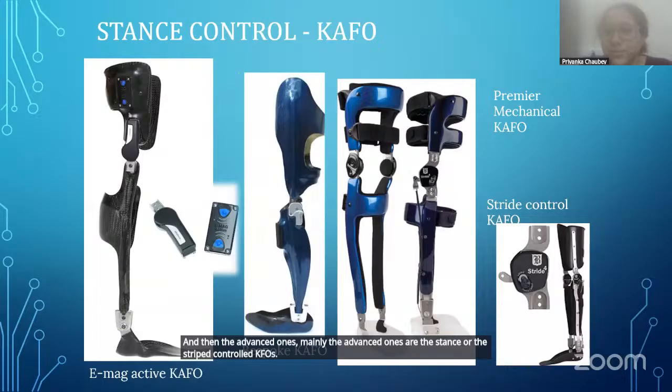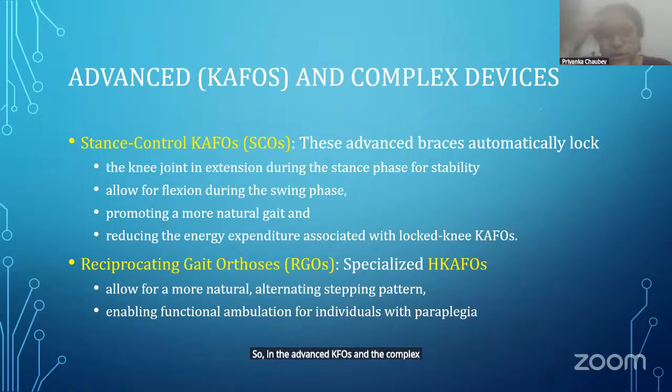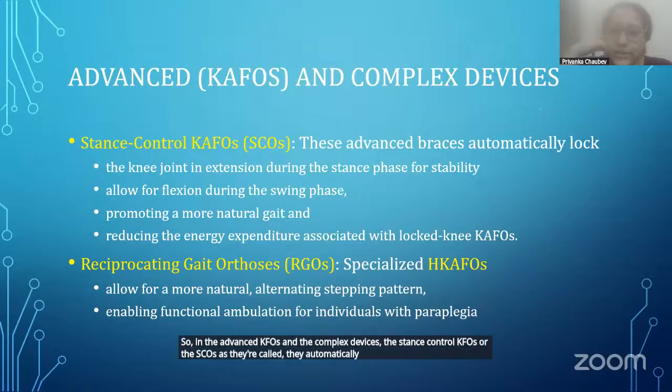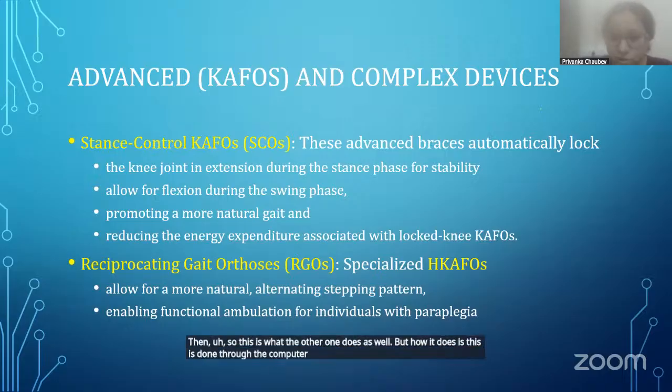They're made of premium materials, and they have very superior locks, which are very precise, and they can also be controlled by the computer. So in the advanced KFOs and the complex devices, the stance control KFOs, or the SCOs as they're called, automatically lock the knee joint in extension during the stance phase. But it allows for flexion during the swing phase and promotes a natural gait and reduces energy expenditure. This is done through the computer, this lock. And then the reciprocating gait orthoses, they have been there for a long time, but I don't think we are using them as much.